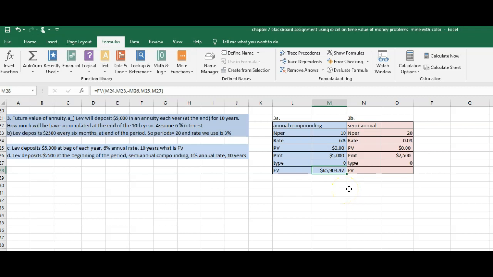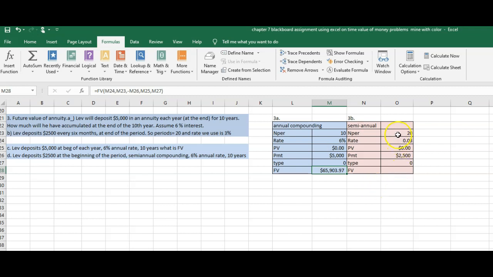Now what we're going to see is what happens if Lev, instead of just doing 5,000 at the end of the year, could split that and do every 6 months, splitting it into 2,500 every 6 months. What I want to do is see how much of a difference that is going to make when it comes to the interest earned.